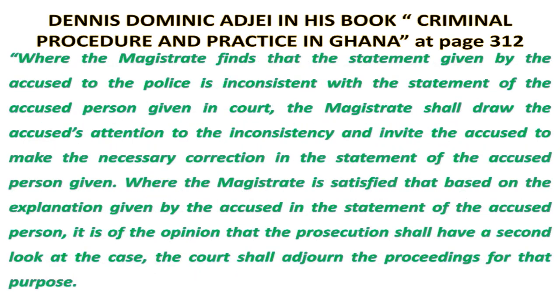Where the magistrate finds that the statement given by the accused to the police is inconsistent with the statement of the accused person given in court, the magistrate shall draw the accused's attention to the inconsistency and advise the accused to make the necessary correction in the statement of the accused person. Where the magistrate is satisfied that, based on the explanation given by the accused in the statement of the accused person, the prosecution should have a second look at the case, the court shall adjourn the proceedings for that purpose.